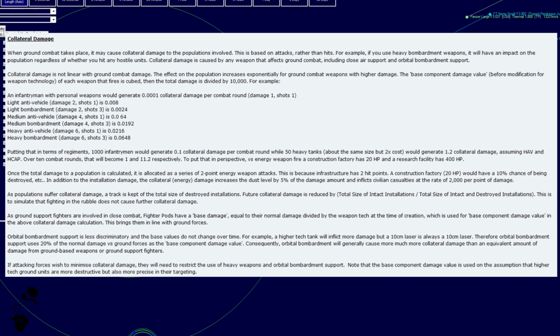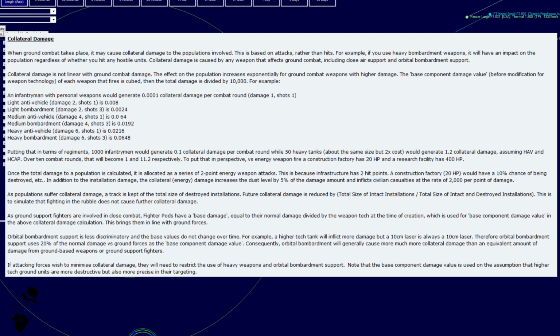Collateral damage is not linear with ground combat damage. And the effect on the population increases exponentially for ground combat weapons with higher damage. The base component damage value of each weapon that fires is cubed, then the total damage is divided by 10,000. For example, an infantryman with personal weapons would generate 0.0001 collateral damage per combat round.